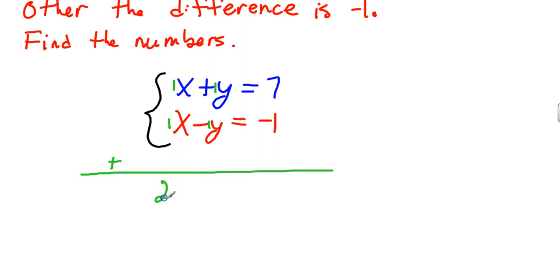1x plus 1x is 2x. That's 1 minus 1, so that's gone. 7 minus 1 is 6. Divide those two, and you get x equals 3.